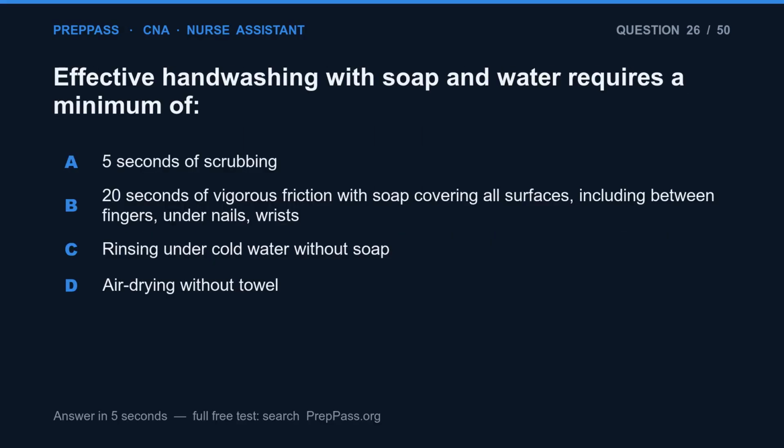Question 26. Effective hand washing with soap and water requires a minimum of: A. 5 seconds of scrubbing. B. 20 seconds of vigorous friction with soap covering all surfaces, including between fingers, under nails, wrists. C. Rinsing under cold water without soap. D. Air drying without towel.